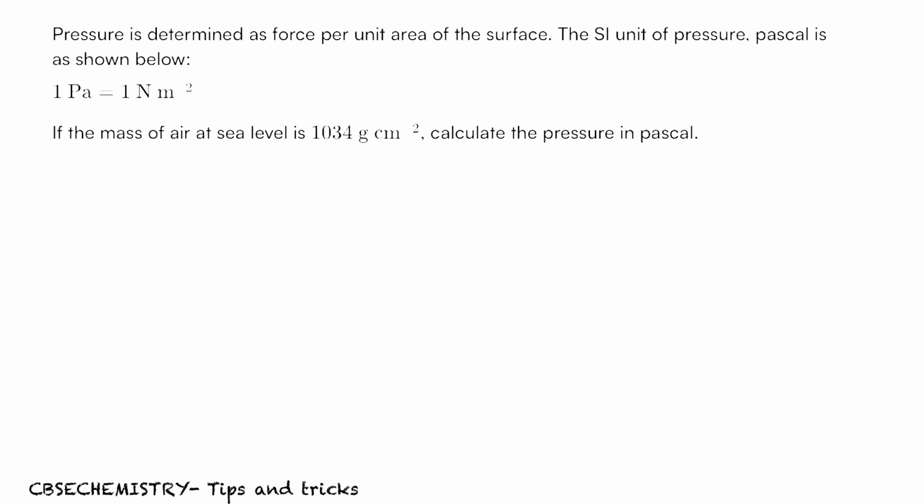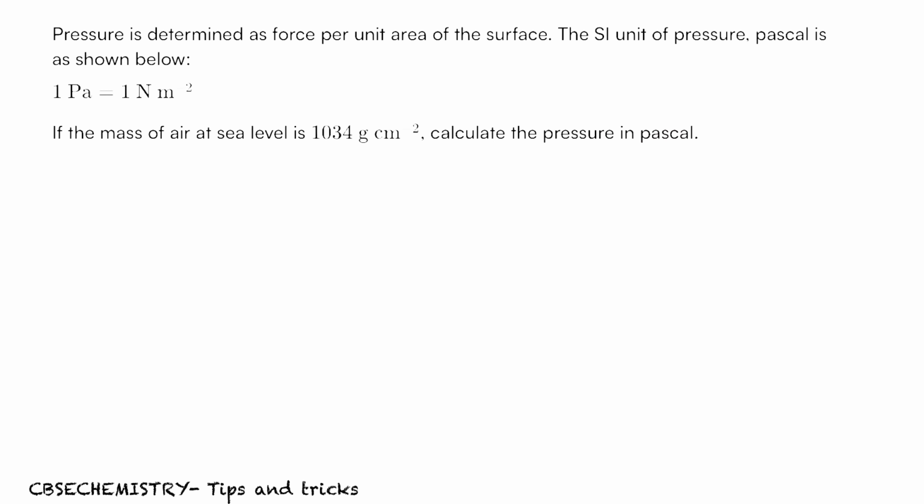Pressure is determined as force per unit area of the surface. The SI unit of pressure, Pascal, is as shown below. 1 Pascal is equal to 1 Newton per meter square. If mass of air at sea level is 1034 gram per centimeter square, find the pressure in Pascal.